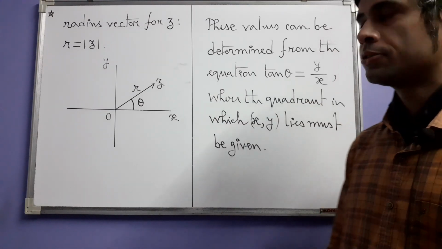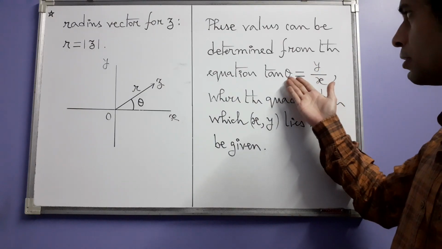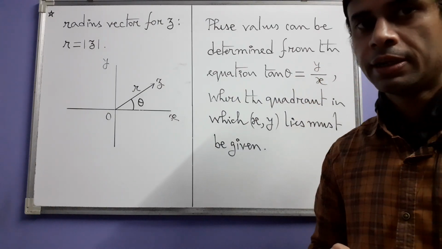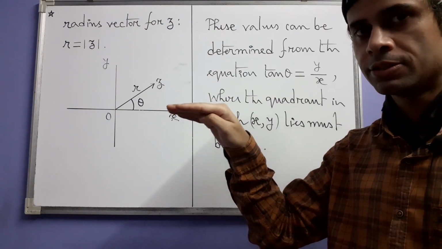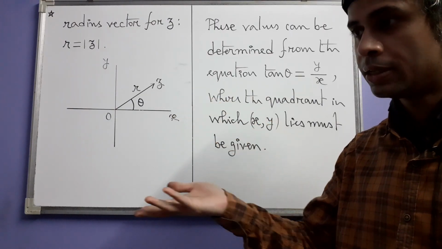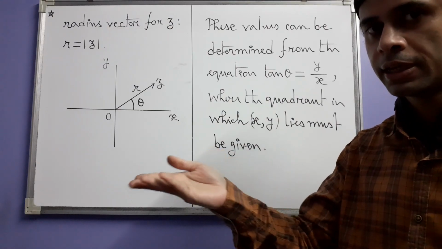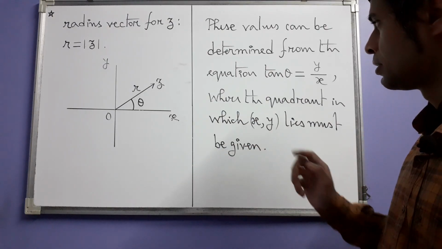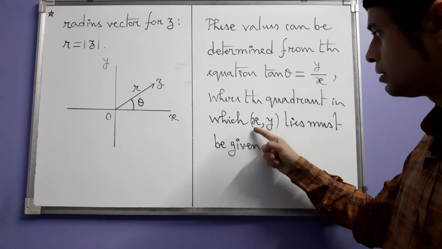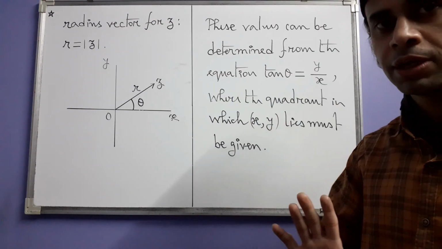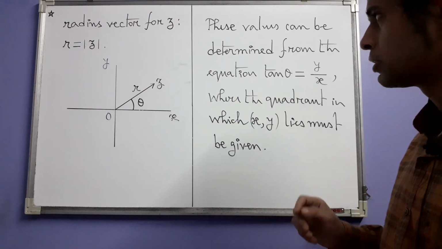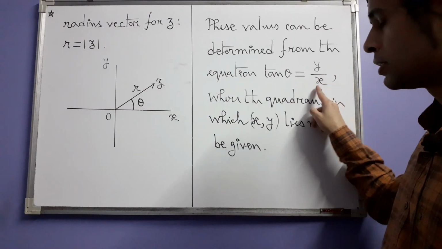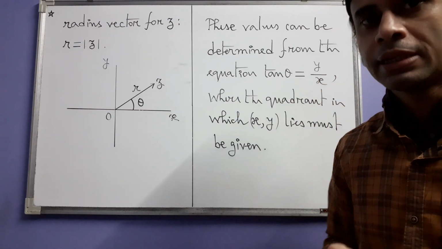And all these values can be determined from this equation, tan theta equals y divided by x, which you obtain when you divide that equation involving y, that is y equals r sin theta, by the equation involving x, x equals r cos theta. And additionally, the quadrant in which this point x, y lies has to be given. Why is that so? That's because when you do this division, minuses may get cancelled.